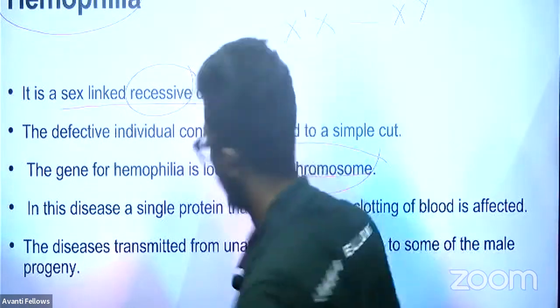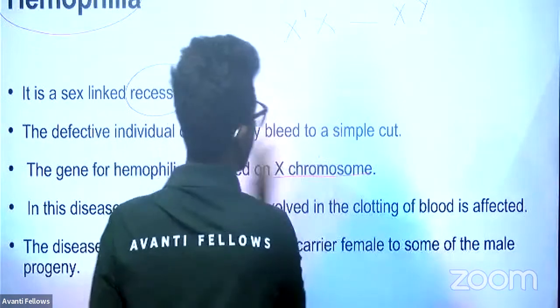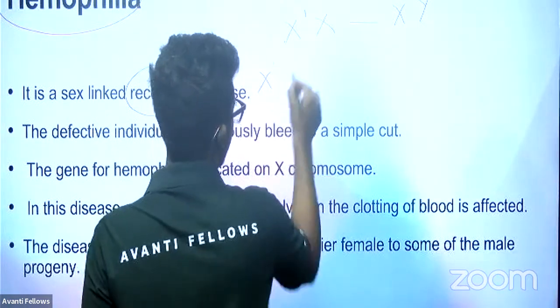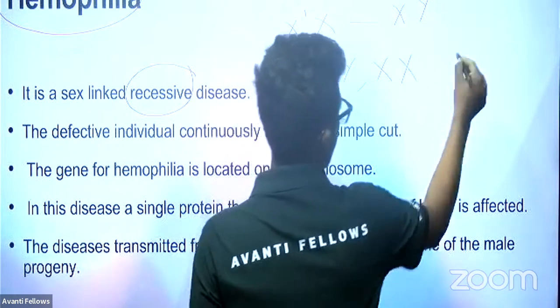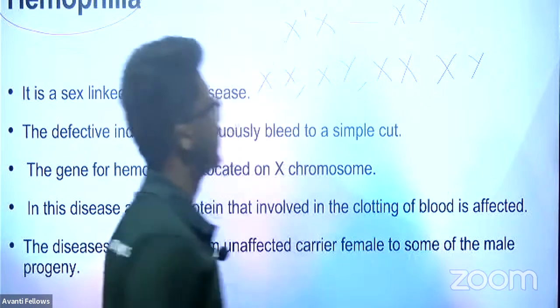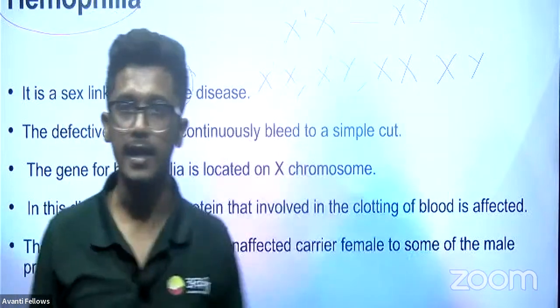Now their kids will be what, guys? That's what I was saying. Their kids will be X dash X, X dash Y, XX, XY. Correct? So when they marry, these are the possible kids they can have.